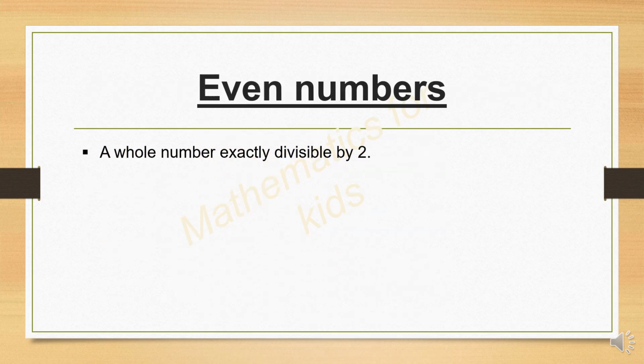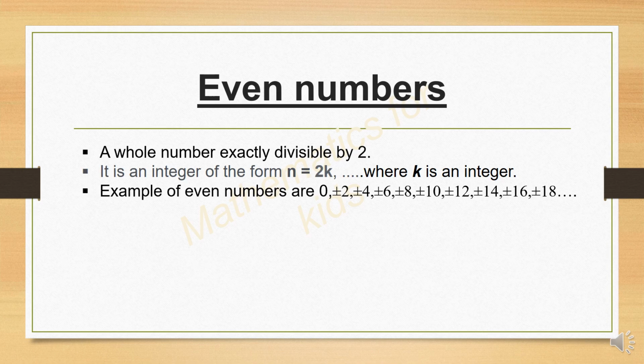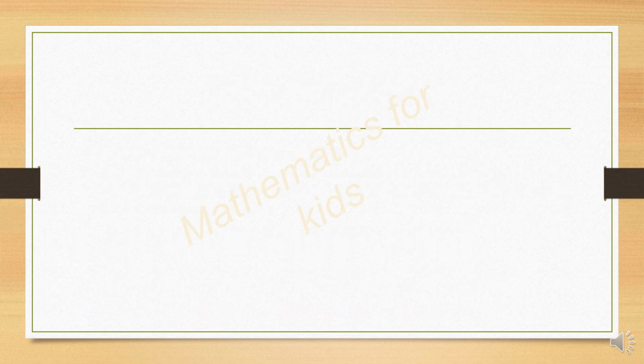Even numbers also belong to the whole number family and they are exactly divisible by 2, or we can say that multiples of 2 are always even numbers. The general form which we use to represent even numbers is n = 2k, where k is an integer. 0 belongs to the even number family, and examples of even numbers are 0, plus minus 2, plus minus 4 and plus minus 6, and so on. There are 50 even numbers from 1 to 100.